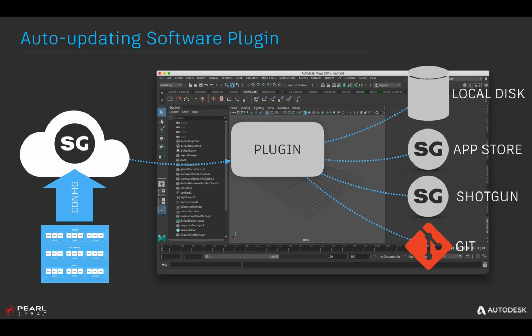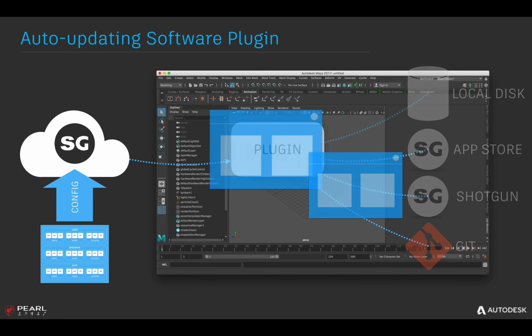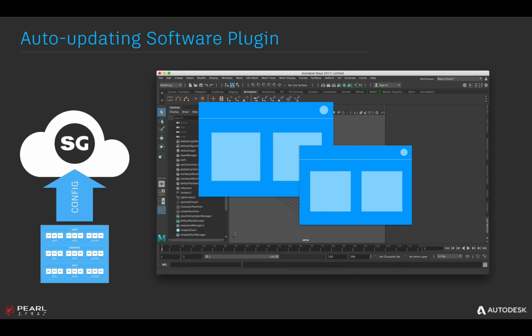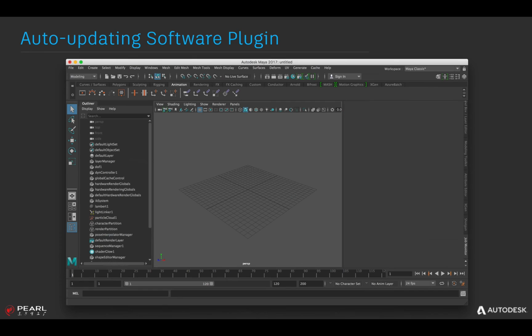Dependencies that don't already exist locally are then downloaded, and the tools defined in the configuration are now available to the user. So in the case of Shotgun and Maya, here's what it would look like practically.